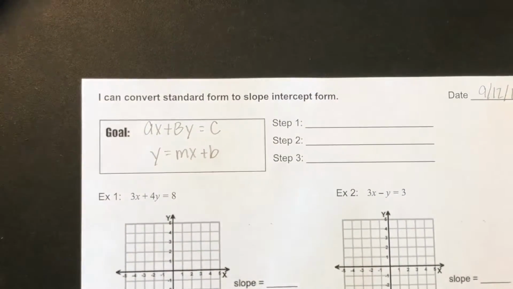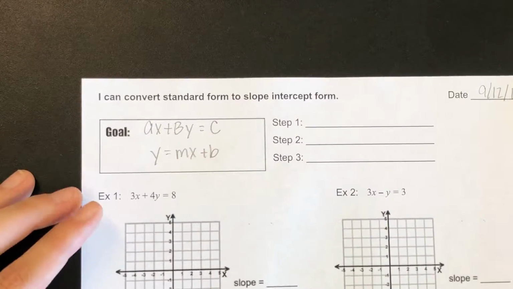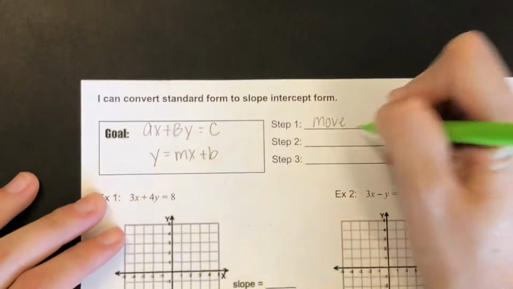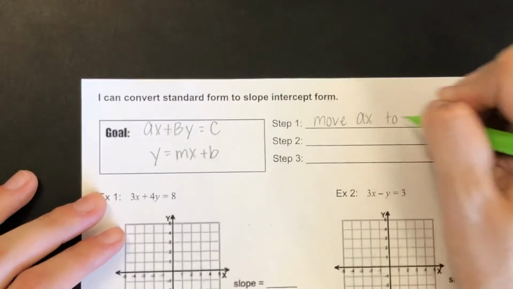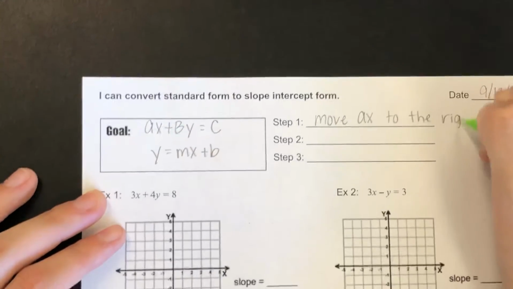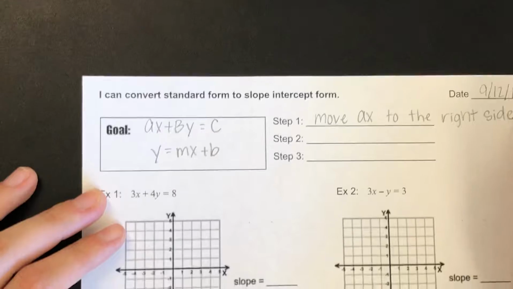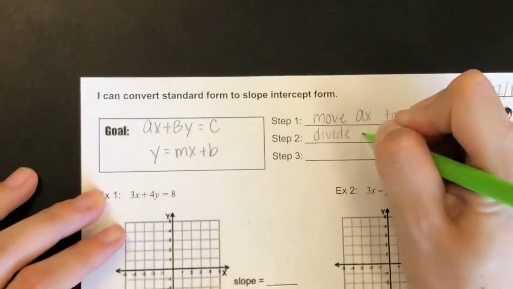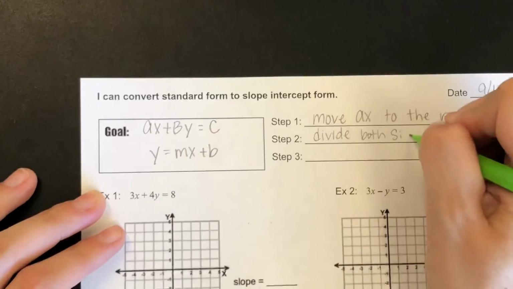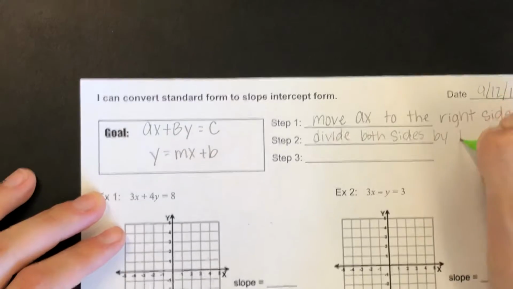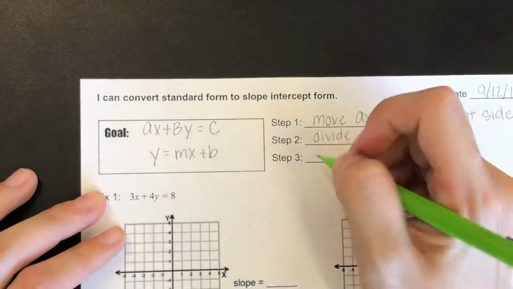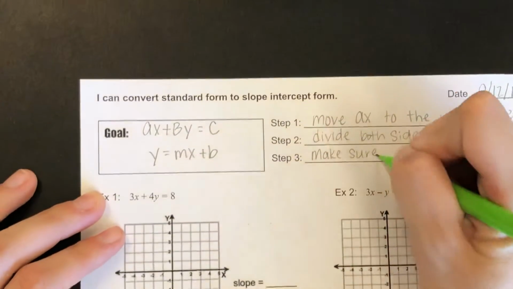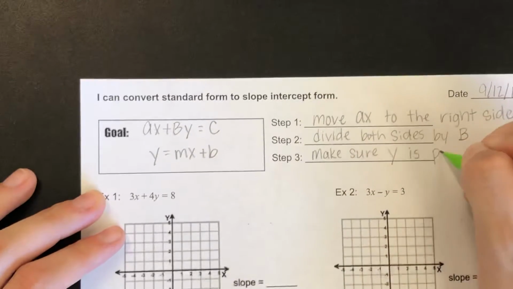The way to do this: first, you want to try to get Y by itself. So you're going to move AX to the right side. Then after that, you're going to want to divide both sides by B. The last thing, you're going to make sure Y is positive.